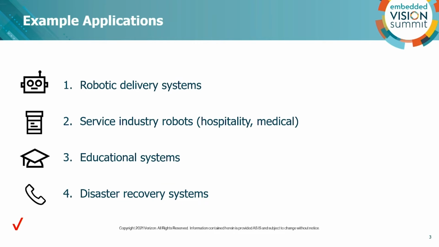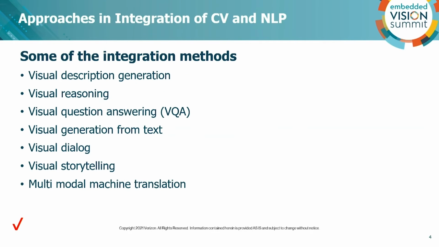And where do we apply this, as I mentioned before, is for robotic delivery systems, like service industry robots, education systems, disaster recovery systems. A lot of these can fall under multiple domains, like a visual description generator. Sometimes you don't need the whole suite of visual reasoning there. And sometimes it's visual reasoning, question-answer systems, generation from text, video dialogue, visual storytelling, and multimodal machine translation.